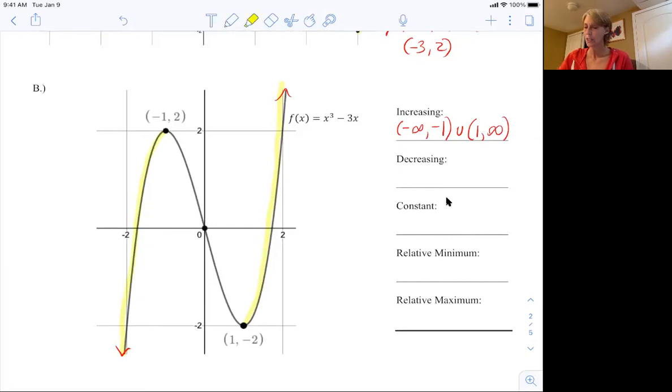And then our function is decreasing on this section here, and that would be on the x-axis from -1 to 1. Our function is never constant, and that's okay. And we're going to have a relative min when it goes from decreasing to increasing, or from our lowest turning point. And our relative minimum value is the y value.